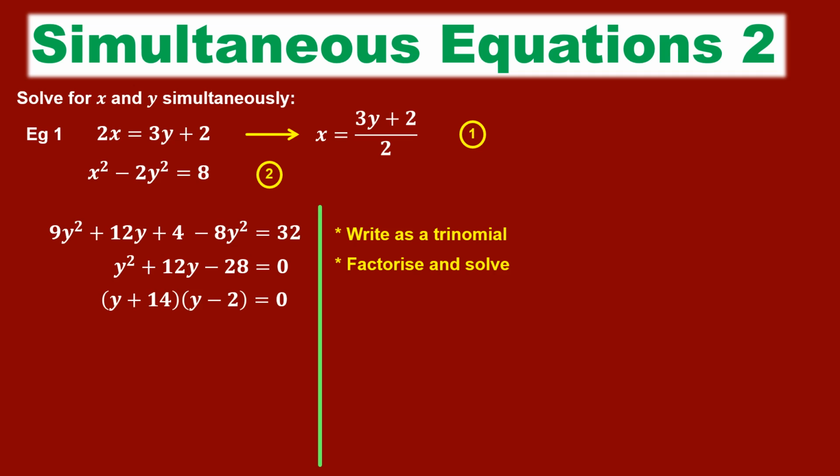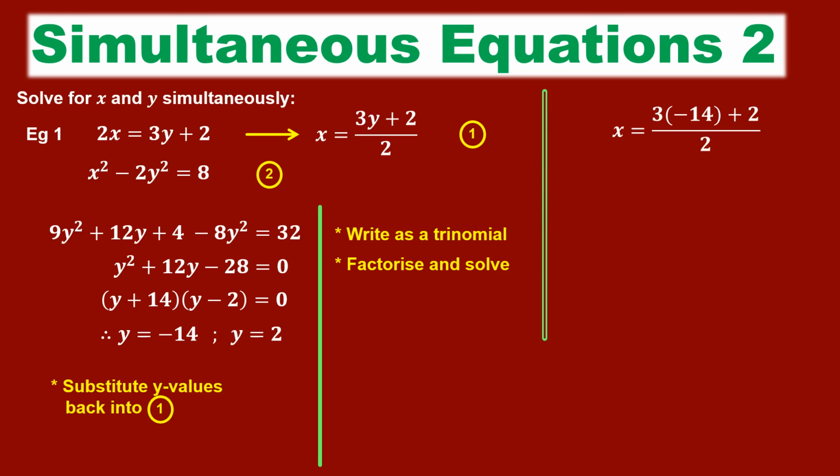Our factors are y plus 14 and y minus 2. So I get two solutions, y is equal to minus 14 and y is equal to 2. We must remember we're not finished. We have to take these answers and substitute them back into equation 1.